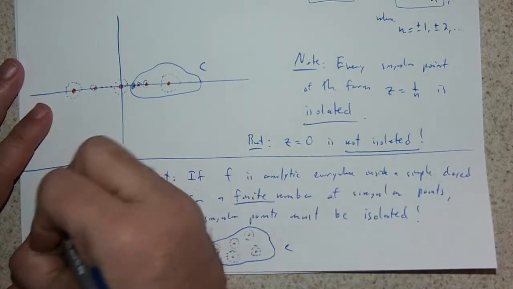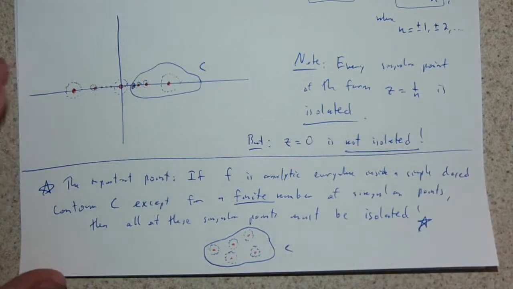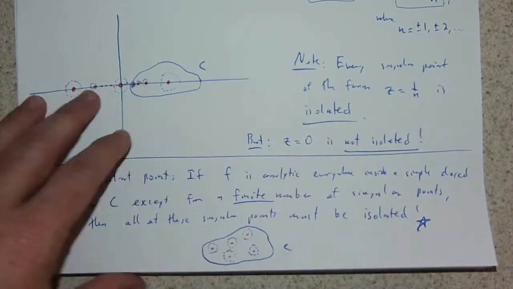So this is important. It's actually going to be part of the statement of our big theorem coming up, so it's good to keep in mind. If you have an analytic function that's analytic everywhere inside a simple closed contour except at finitely many points, those have to be isolated singular points for that function.